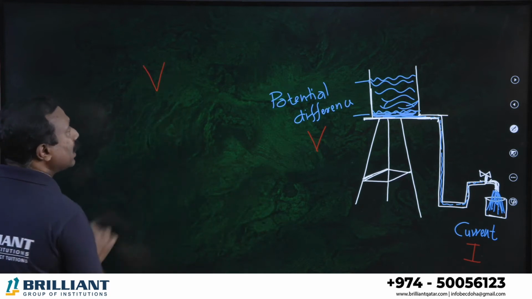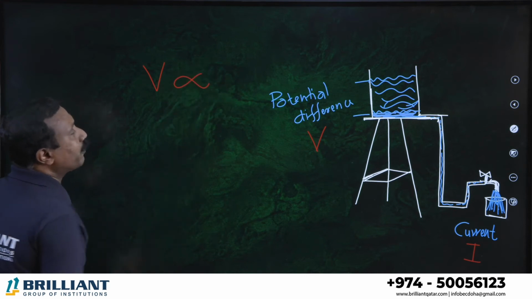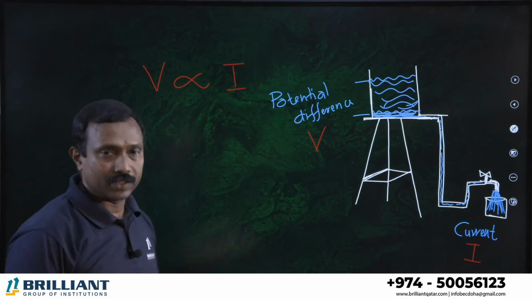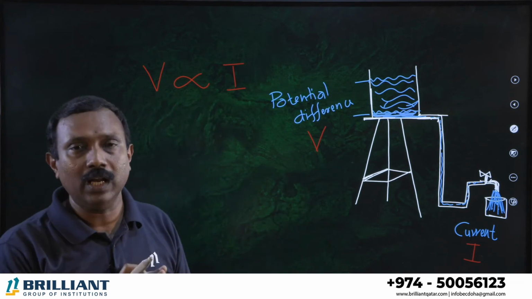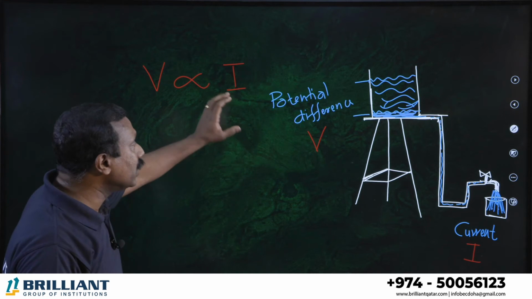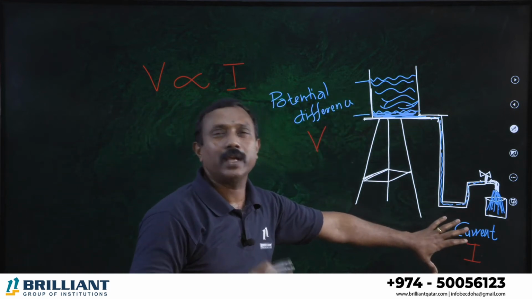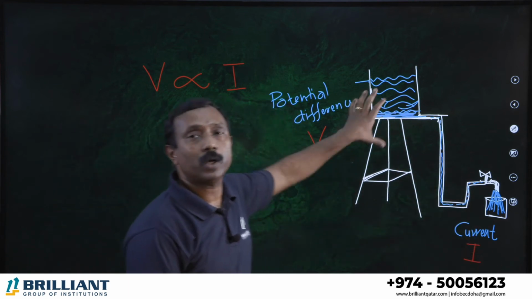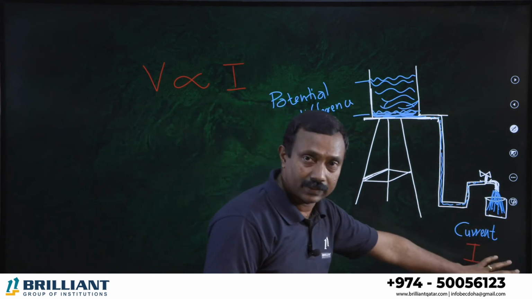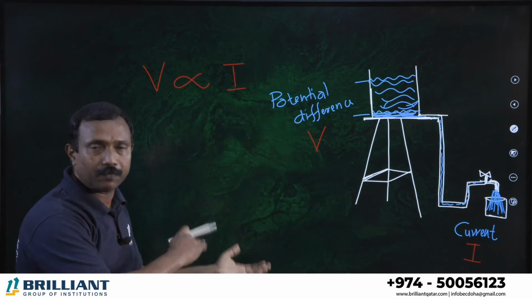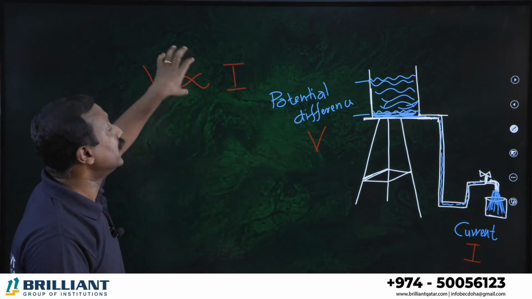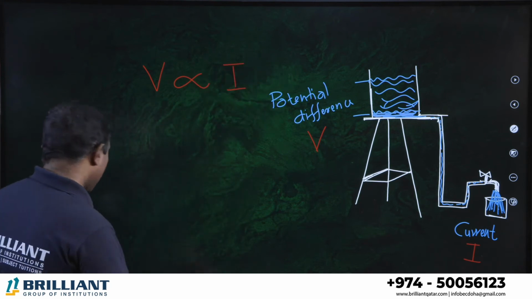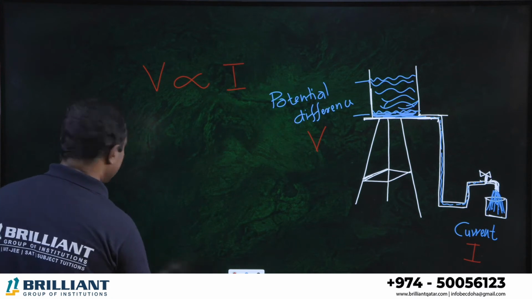What we learned from this example is that the potential difference V is proportional to this I. Is it clear now? I hope you understood this concept well. See, when we relate the potential difference with the current, if the potential difference is more, then the current is more. If the potential difference is less, the current is less. So, how can we relate both potential difference and current? The potential difference is directly proportional to the current I. Is it clear now?